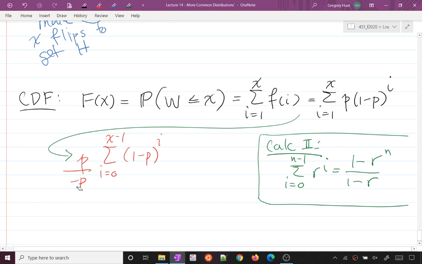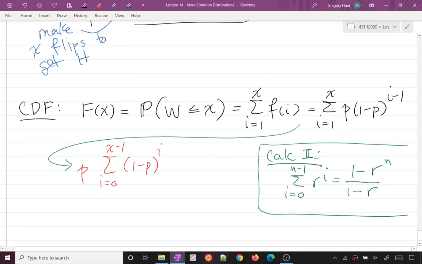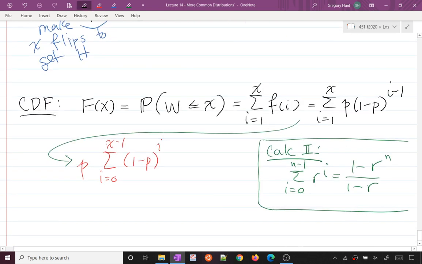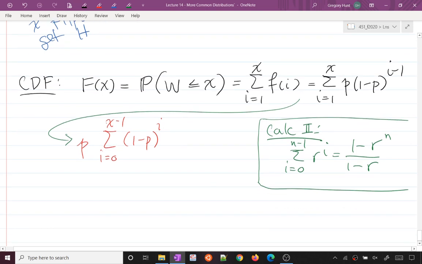You know why? Because I wrote the PMF wrong. This should be an i minus 1. I'm sure someone's screaming at their computer, right? It should be 1 minus p to the x minus 1, or 1 minus p to the i minus 1. Okay, so now when I re-index, I get the right thing. Little hiccup there, okay.